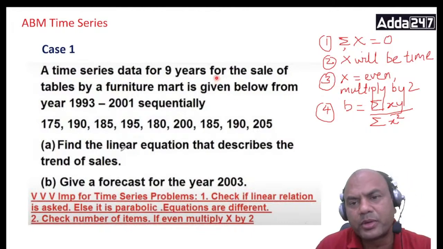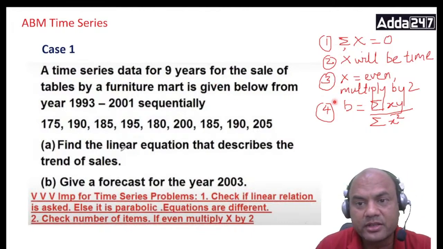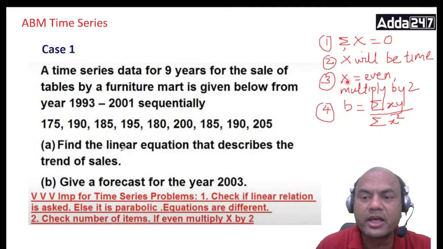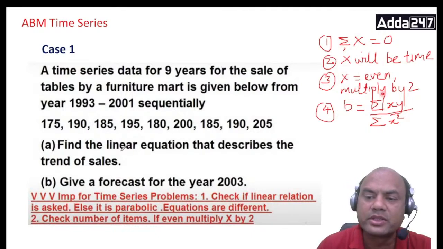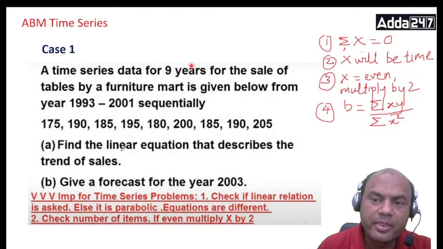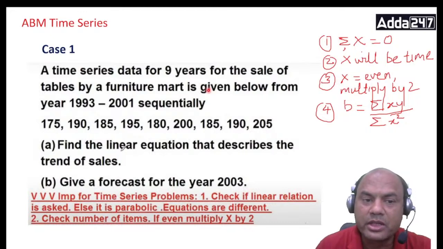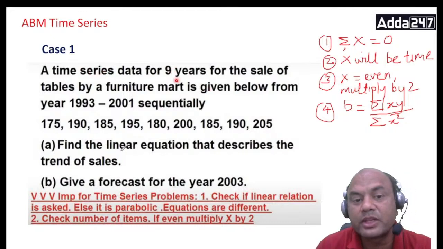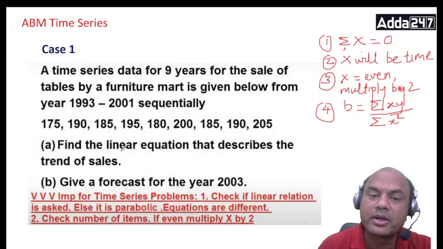Now let's look at the numerical. These 4 points, everyone got this: summation x is 0, x will be time, if x is even multiply by 2, and B equals summation xy upon summation x square. So let's study now. Remember this third one: if x is even, multiply by 2. Now look at this: a time series data for 9 years. 9 means what? Is this even? No. Odd. So no multiplication by 2.